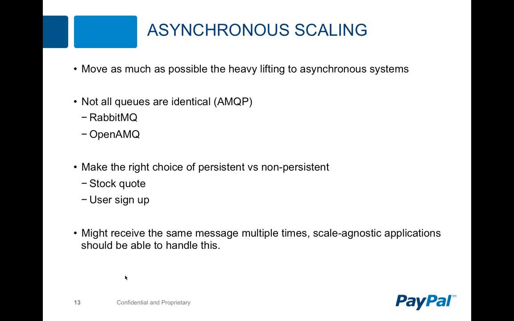So user sign-up means you have to inform risk of something. You have to send an email out to the user. Otherwise, it's a bad user experience. So it's not like you can drop a couple of messages here and there and move on. No, in certain use cases, you cannot afford to drop messages. So you have to figure out what type of persistent queue you want to choose.